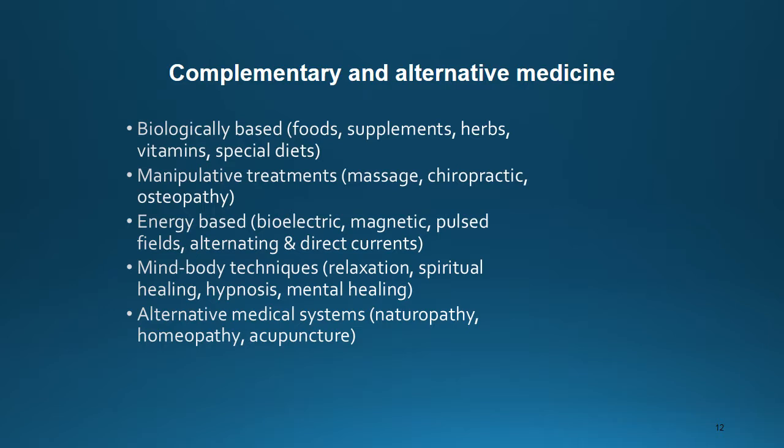There are other complementary and alternative medicine measures for managing pain. They can be biologically based, such as foods, supplements, herbs, vitamins, and special diets. They could be manipulative treatments, such as massage, chiropractic, or osteopathy. They could be energy based, which would be bioelectric, magnetic, pulsed fields, alternating and direct currents. Also, mind body techniques, which would include relaxation, spiritual healing, hypnosis, and mental healing. Also, alternative medical systems, such as naturopathy, homeopathy, and acupuncture.